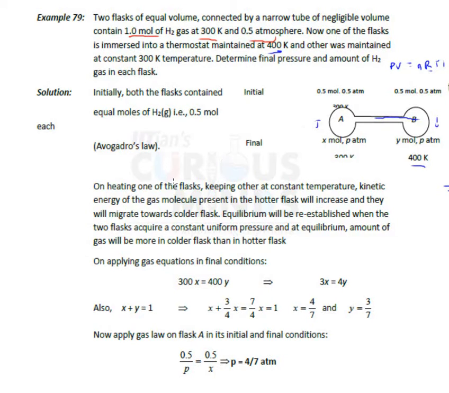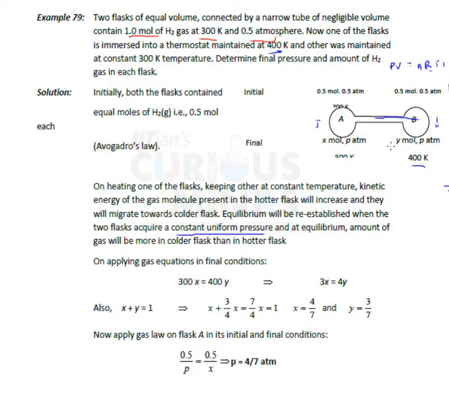Now let us move on to the solution. You can see here also, initially both the flasks contain equal moles, 0.5 moles, but on heating one of the flasks, keeping the other at constant temperature, the kinetic energy of gas molecules present in the hotter flask will increase and they will migrate towards the colder flask. I told you higher to lower pressure travelling होता है. Equilibrium will be re-established when the two flasks acquire a constant uniform pressure.